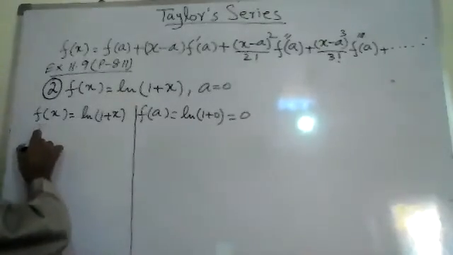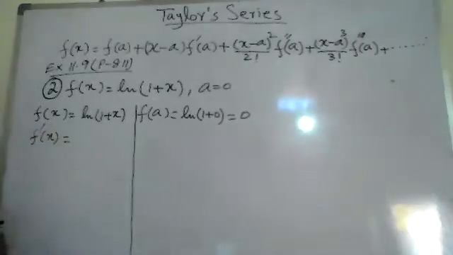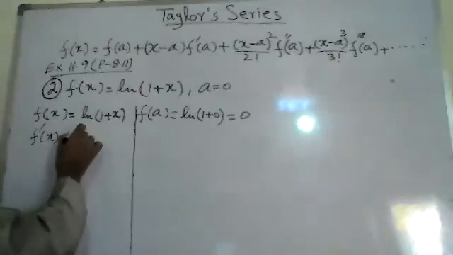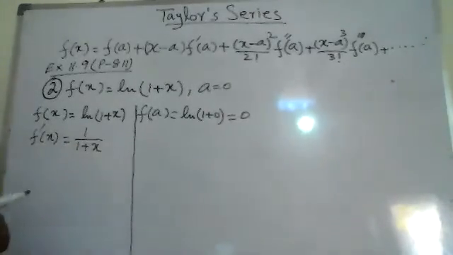Now, first derivative, f dash x. The first derivative, f dash x, is equal to 1 upon 1 plus x into the derivative of 1 plus x.